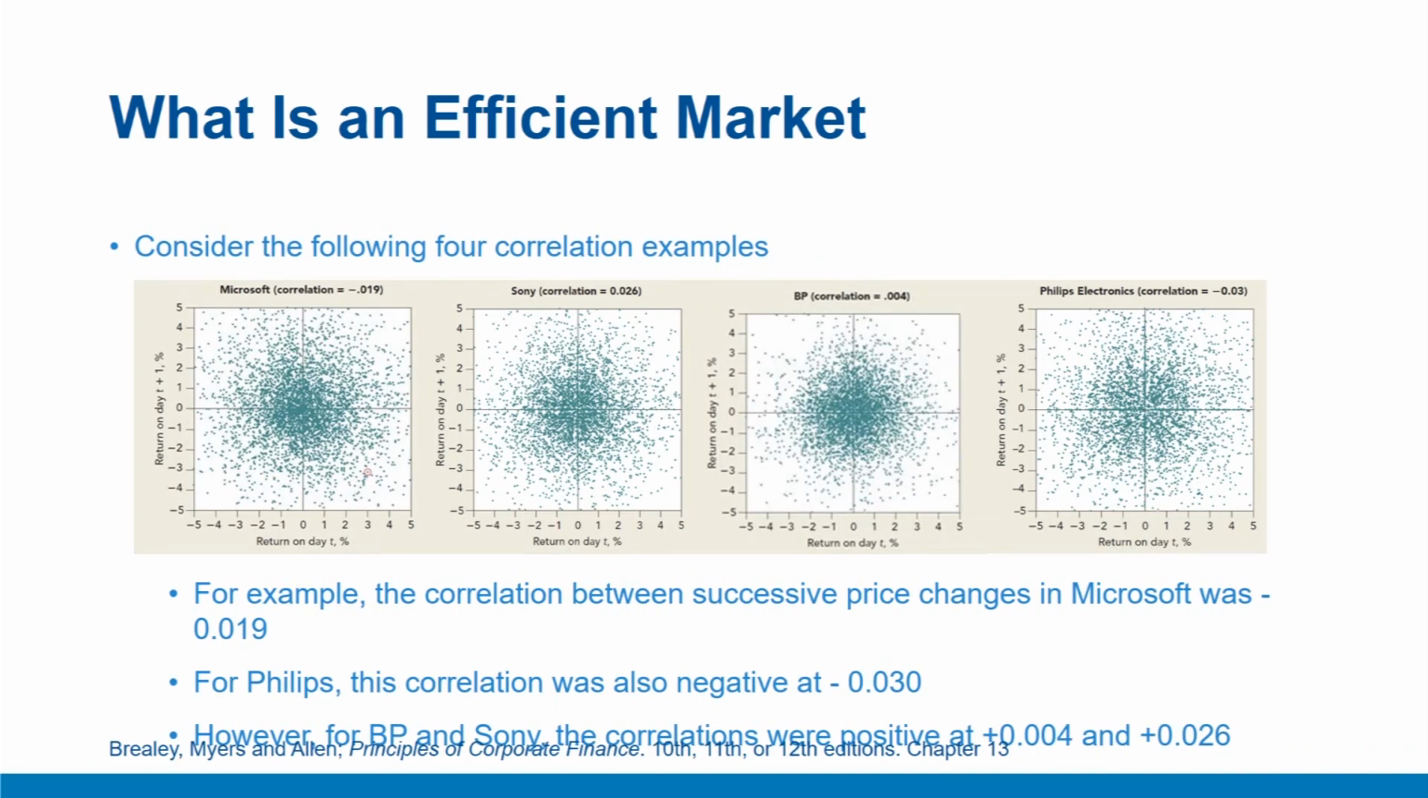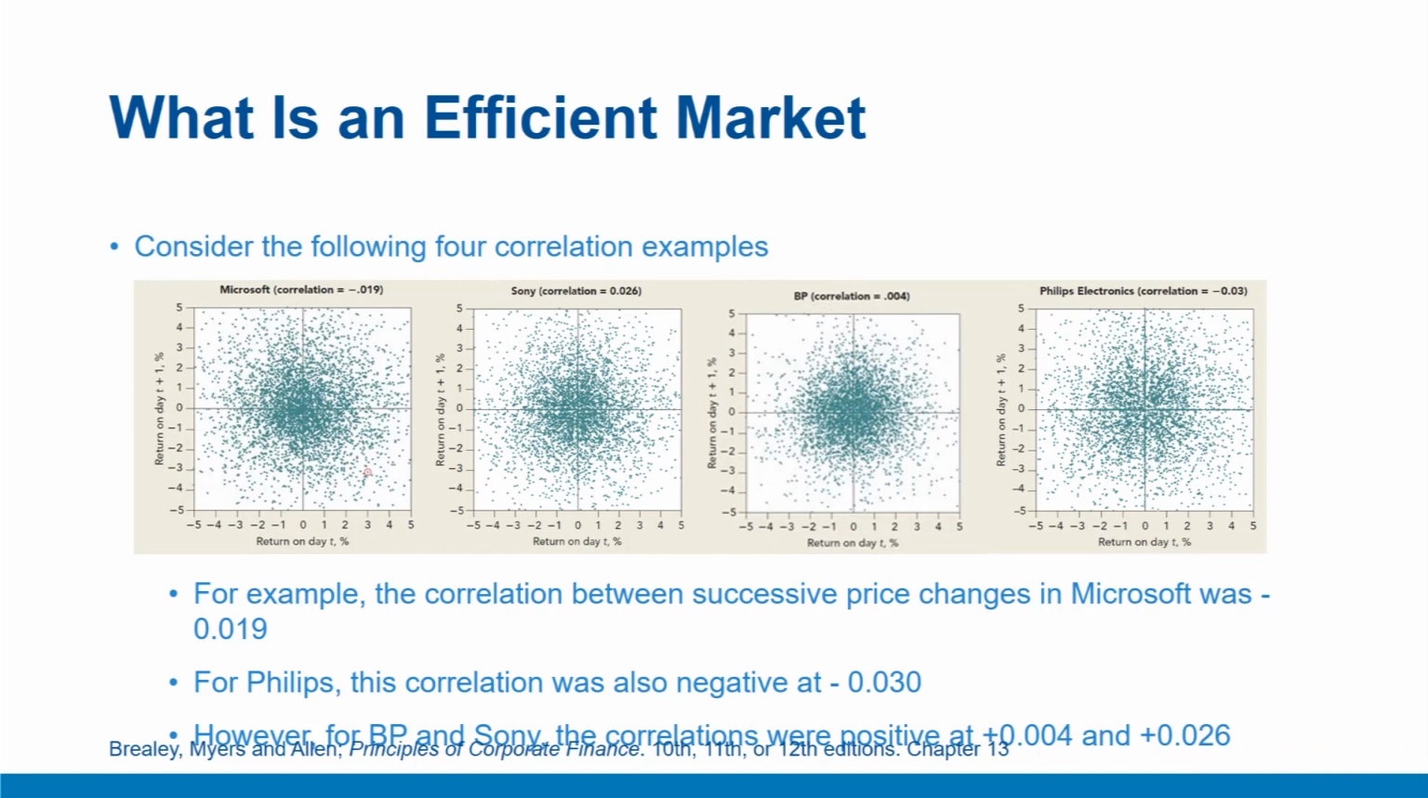Consider the following 4 examples of correlations as shown in the figure here. Each dot shows a pair of returns for a stock on 2 consecutive days. The circled dot for Microsoft records a daily return of positive 3% and then minus 3% on the next day. The scatter diagram shows no significant relationship between returns on successive days. If price movements persisted, the correlation would be positive. If there were no relationship, it would be zero. For example, the correlation between successive price changes in Microsoft was minus 0.019. This indicated that there was a very small tendency for price rises to be followed by price falls.